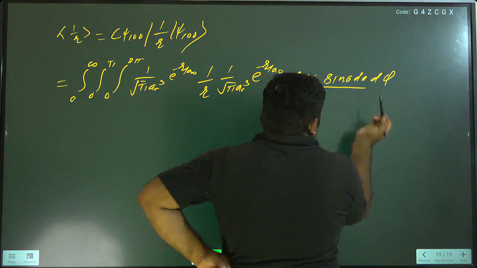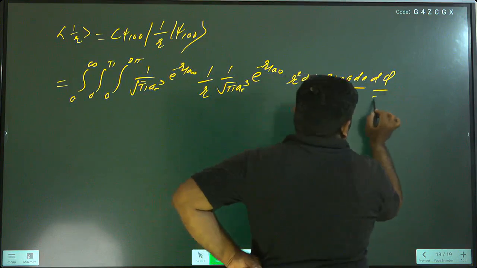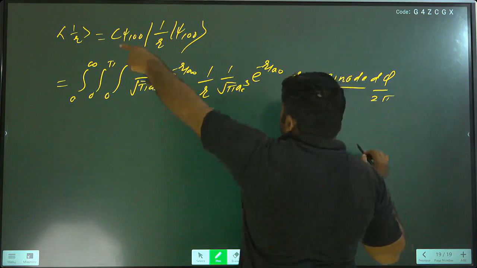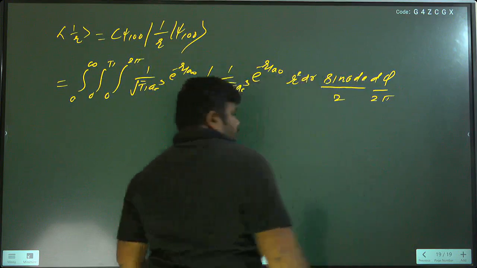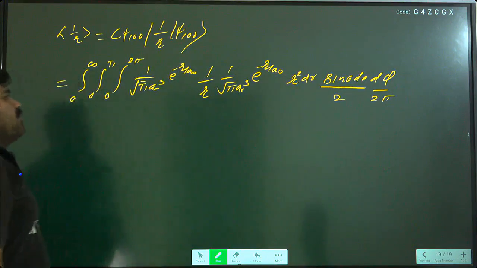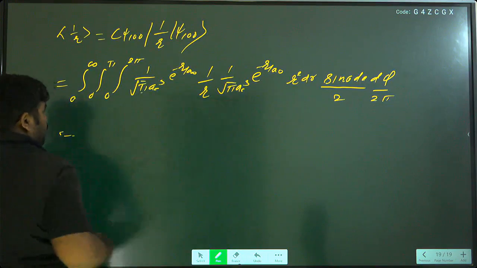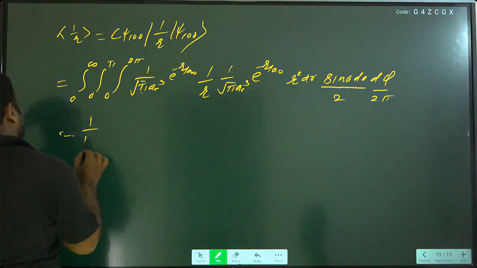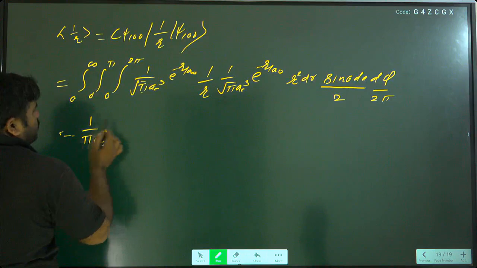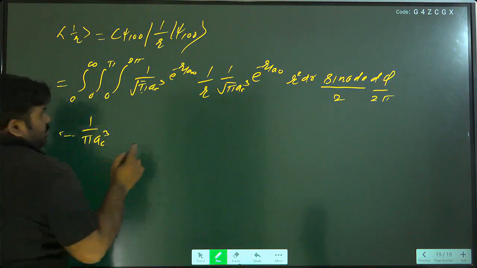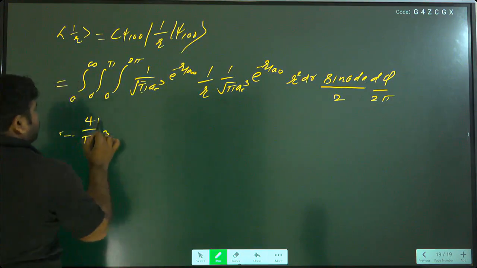Always memorize sin theta d theta d phi gives 2 pi, because psi does not depend upon theta and phi. So we can take common outside. What is the normalization constant? 1 upon pi a naught cube. 1 upon pi a naught cube becomes 1 upon pi a naught cube. 1 by 2 gets cancelled. Next, 2 into 2, 4 pi.